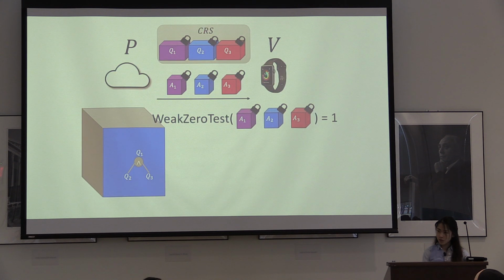All right, so let's go back now to our delegation scheme. Remember, we have a delegation scheme where the CRS is long, but we have this weak 0 test that can be used to publicly verify. But the question now is, do we have soundness, right? We have a complete scheme, but is it sound?